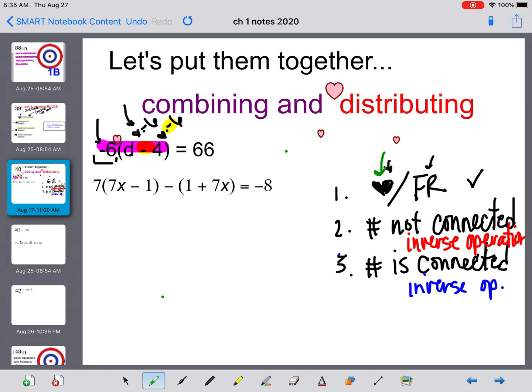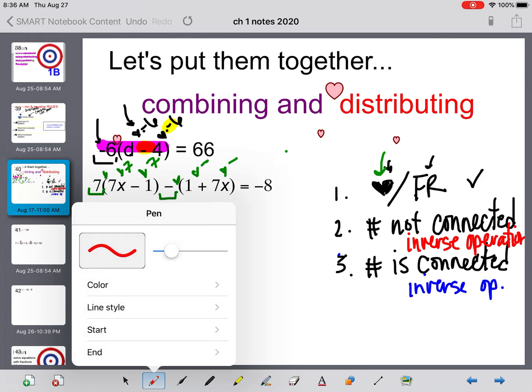The first thing I always want to do is share the love or distribute, right? Because this guy, he loves all of the stuff inside the parentheses. So I am going to take this 7 that's out in front of my parentheses, and he's going to get shared to each of these terms inside the parentheses. I'm going to do the same thing with this one right here. Anything right next to the parentheses, even if it's just a sign, it gets shared equally inside the parentheses. Whatever term is out in front of the parentheses, that is what is getting distributed.